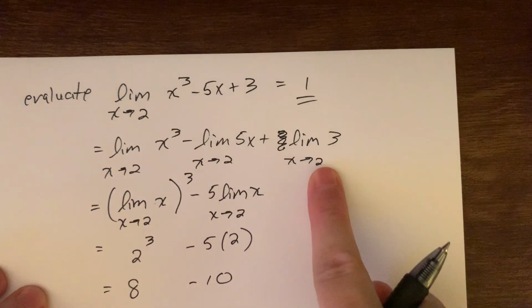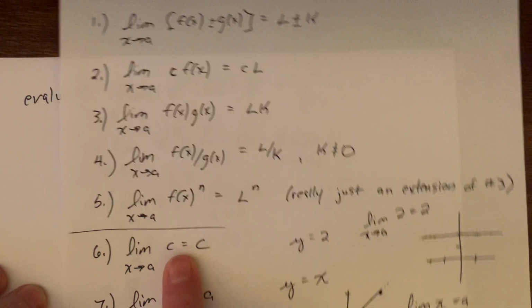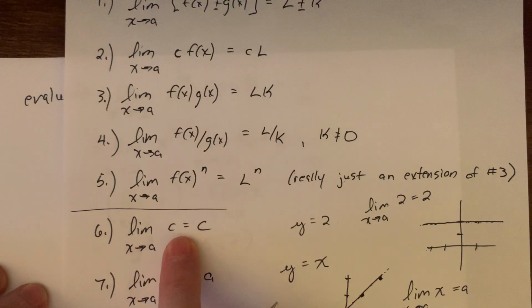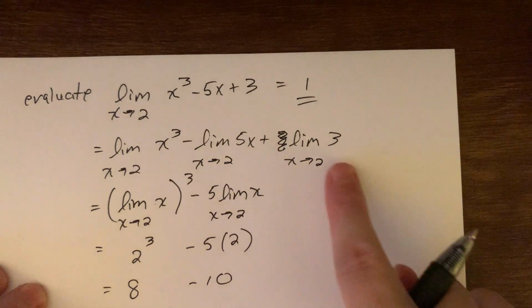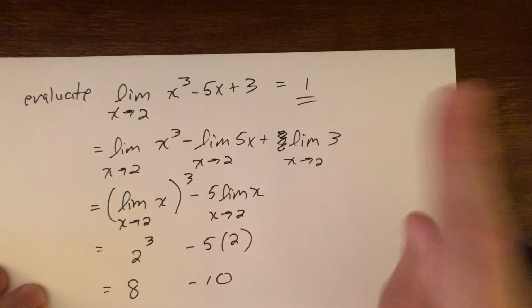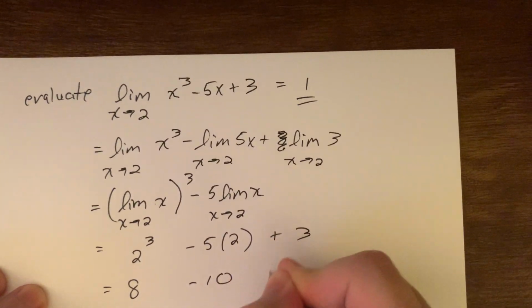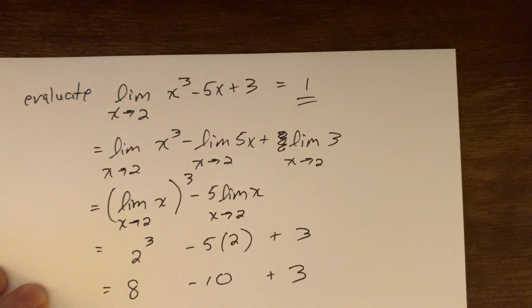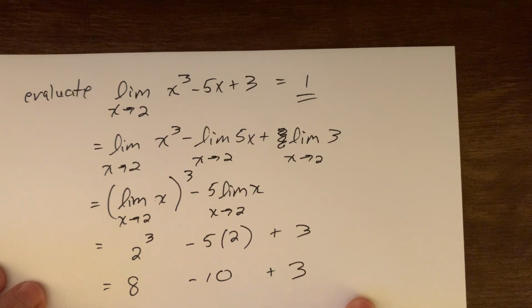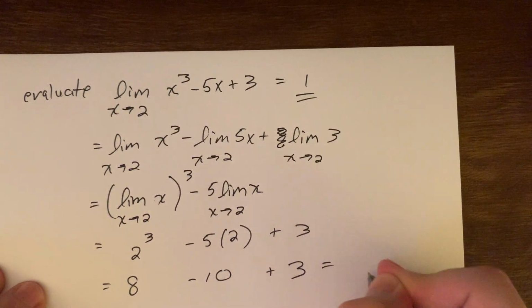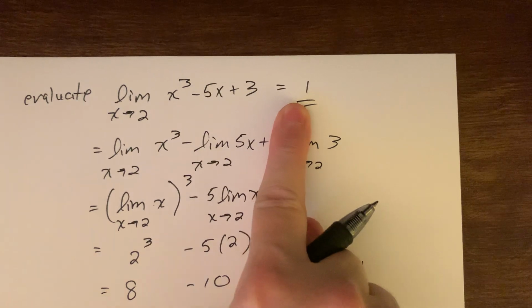And then last, this piece, this is limit rule number 6. The limit of a number by itself, it doesn't matter what the a value is, the limit of a number by itself is just that number. And now, of course, at the very end, let's clean up our arithmetic. 8 minus 10 plus 3 gives us that same exact matching one.